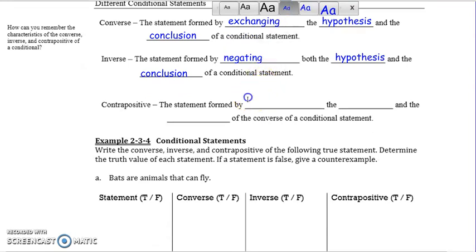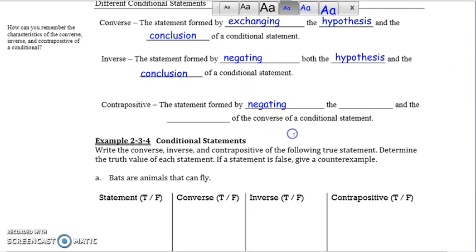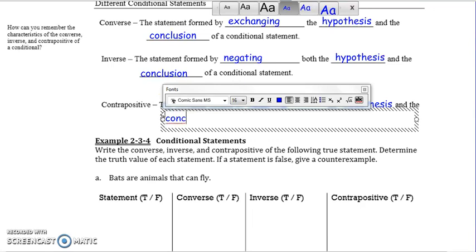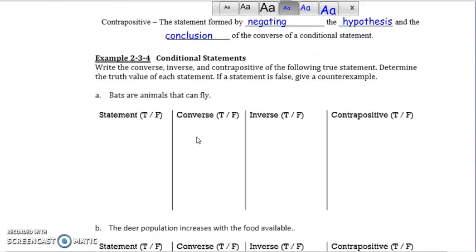Contrapositive actually is going to do both. So it's going to negate and switch the hypothesis and the conclusion. All right, so let's go ahead and practice doing that.